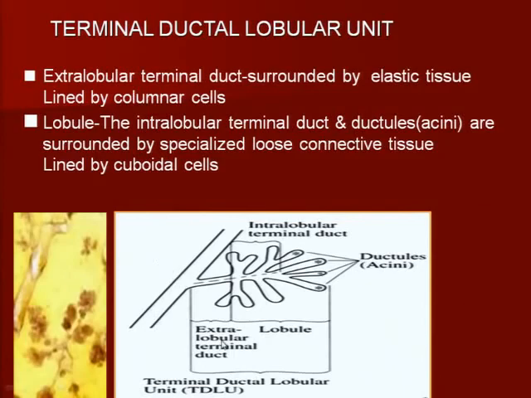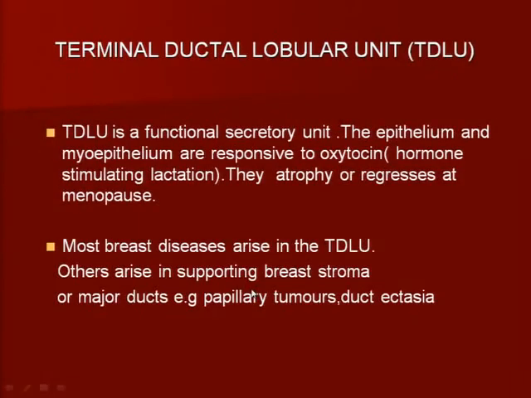The extralobular part is surrounded by elastic tissue and the duct is lined by columnar cells, whereas the lobule is surrounded by loose specialized tissue and the cells are lined by cuboidal cells. But this whole unit, as I say, plays a very important role in cancers. That's where cancers sit, one. And two, it is a functional secretory unit where the epithelium and the myoepithelium can respond to oxytocin. What is oxytocin? It's a hormone that stimulates lactation. So again, most diseases arise in TDLUs.